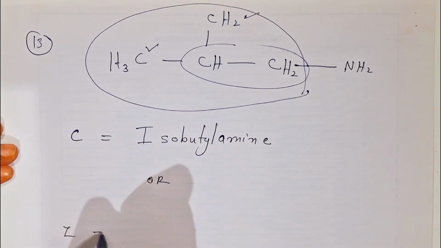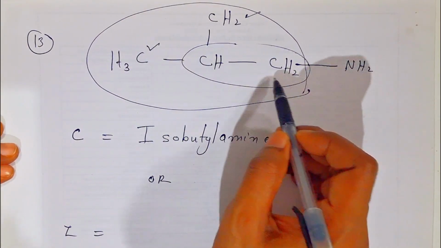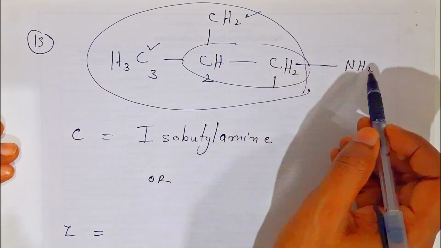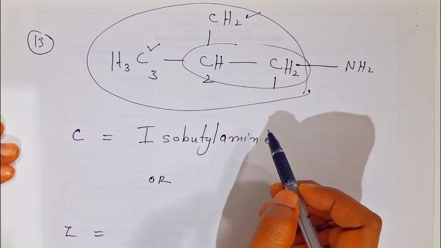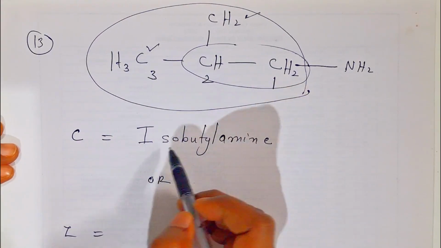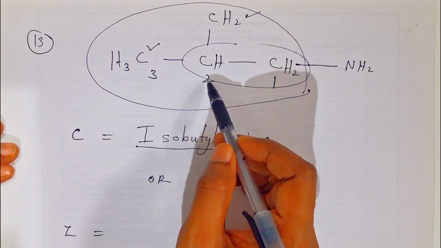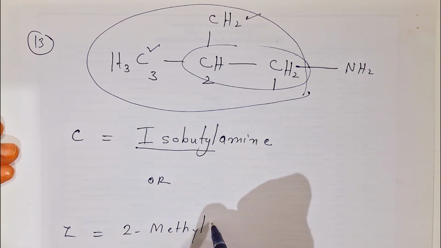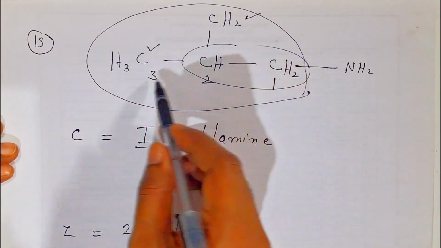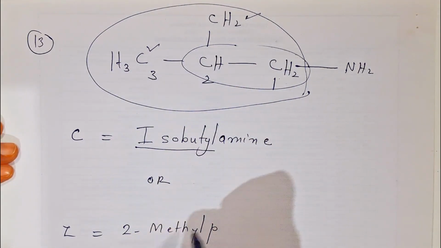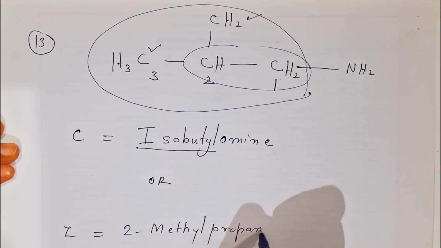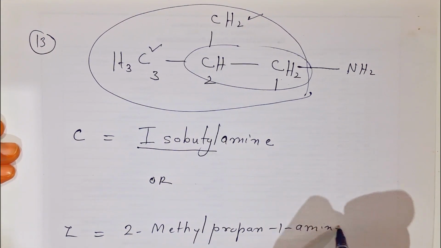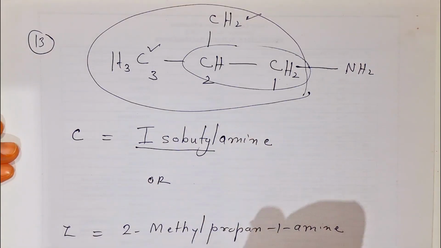What will be the IUPAC name, students? Isobutyl is also named in IUPAC, so you have to start the numbering. This carbon will be 1 carbon, 2nd carbon and 3rd carbon. Okay students, at carbon number 1 you have ammonia. So at carbon number 2 you have methyl, so you will write 2-methyl propane. The longest chain is what? 3 carbon. So 2-methyl propane. In propane, 1 carbon is containing ammonia group, so we call it propane 1 amine. So 2-methyl propane 1 amine is nothing but isobutyl amine.